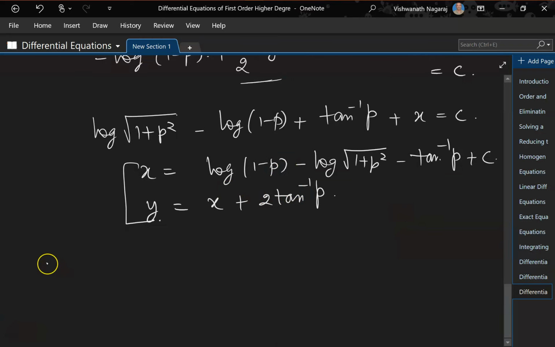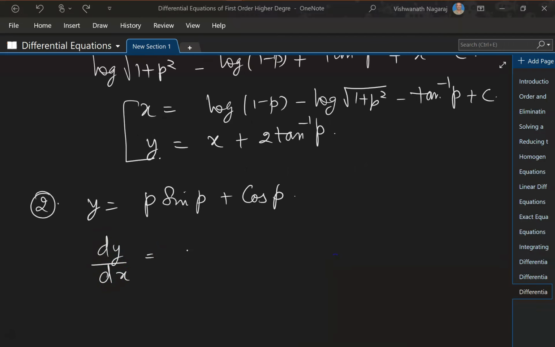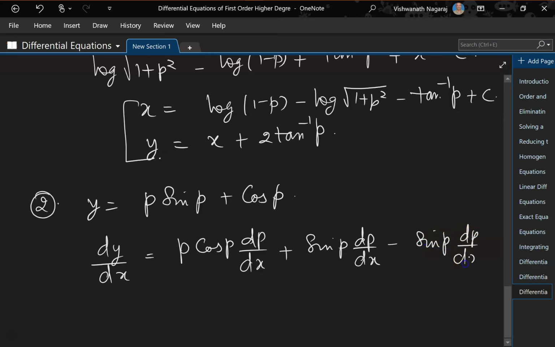Okay, let's look at the second one. y is equal to p sin p plus cos p. Let's differentiate this. dy by dx is equal to p cos p dp by dx plus sin p dp by dx minus sin p dp by dx. This and this get cancelled.